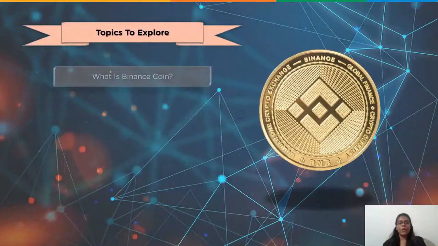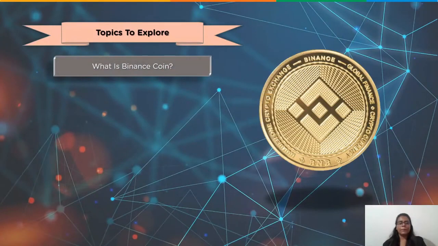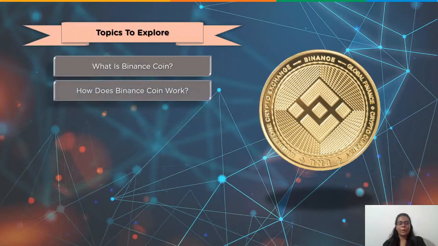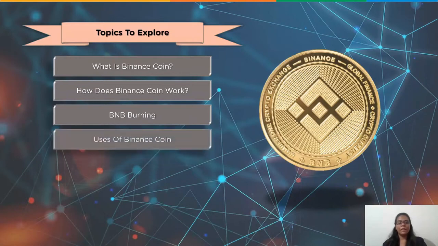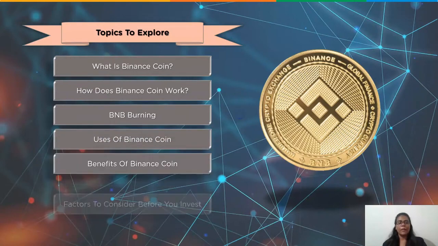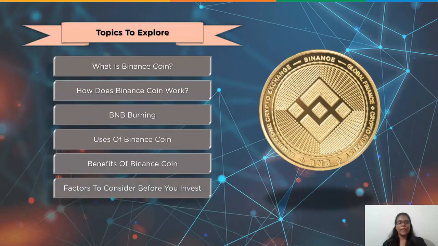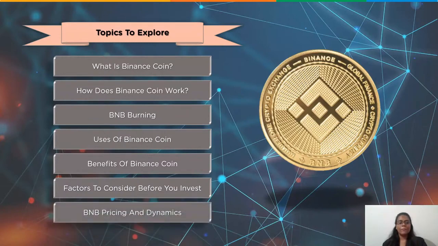First, we will explore what is Binance Coin. Following that, we will understand how it works. Then we will dive down deeper and explore a very interesting concept followed by Binance, which is BNB burning. Then we will look at the uses of the Binance Coin, followed by its benefits. After that, we will come across some important factors to consider before investing in the Binance Coin. And at the end, we will see the pricing dynamics of the Binance Coin.